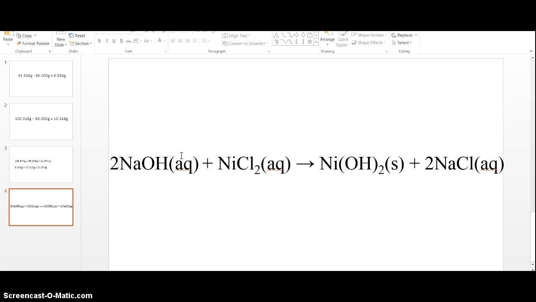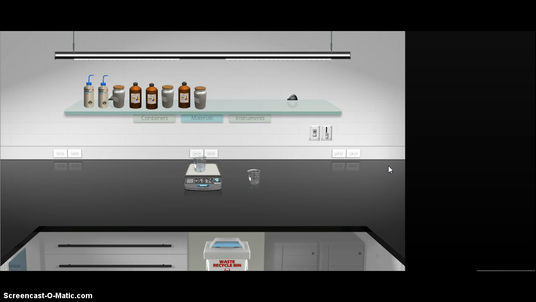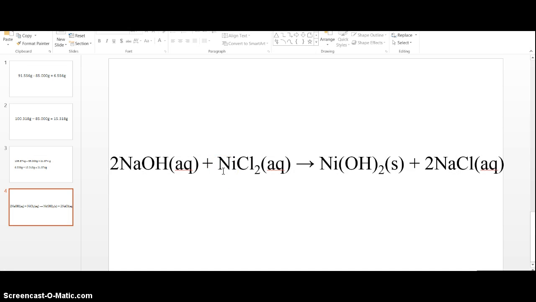We can see in this balanced equation that 2 moles of aqueous sodium hydroxide combine with 1 mole of aqueous nickel(II) chloride to form 1 mole of solid nickel(II) hydroxide, which is evidenced by the green solid at the bottom of the beaker, and 2 moles of sodium chloride, which is the aqueous solution in the beaker.